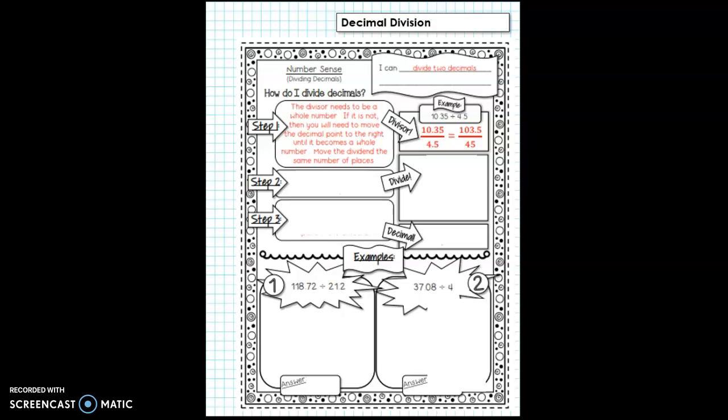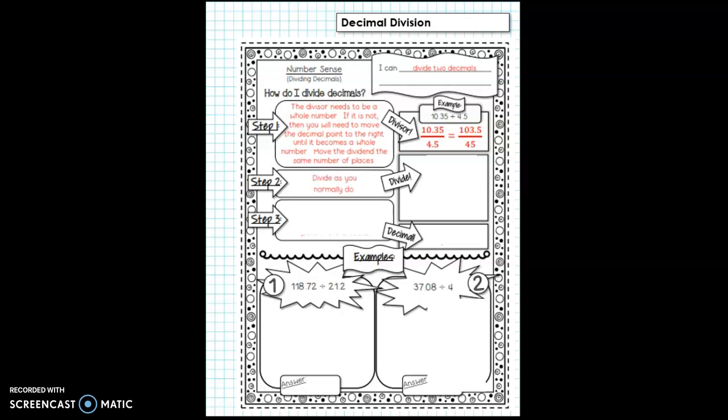Because there is one place value in the divisor that's in the decimal place values, the decimal needs to shift one place value to the right. The same thing needs to happen in the dividend. This changes both numbers to become 103 and 5/10ths divided by 45.